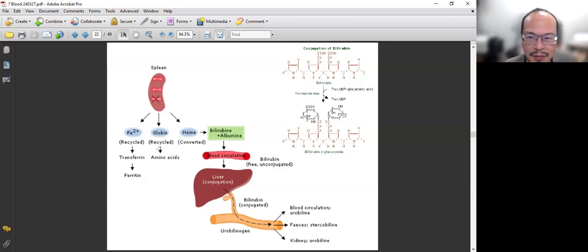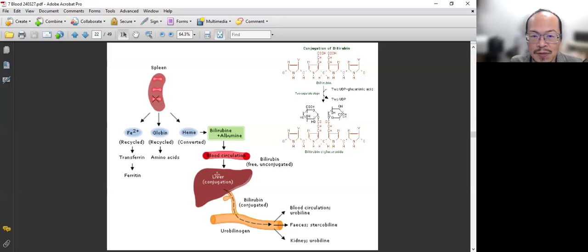Globin, that's the protein portion, will be degraded. Then we use those amino acids. Protein is a polymer of amino acids, so we will use those amino acids. Heme then will be converted into biliverdin in the spleen, but very quickly converted into bilirubin, right? Then this bilirubin will be transported to the liver.